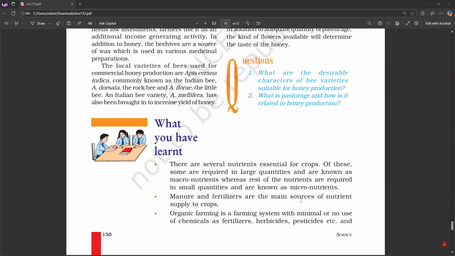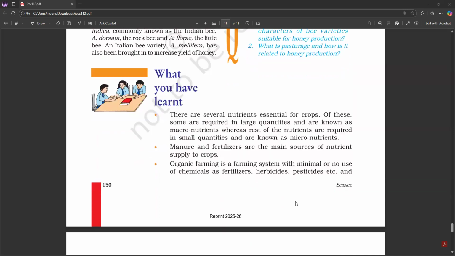What you have learned. There are several nutrients essential for crops. Of these, some are required in large quantities and are known as macronutrients, whereas the rest of the nutrients are required in small quantities and are known as micronutrients. Manure and fertilizers are the main sources of nutrient supply to crops.